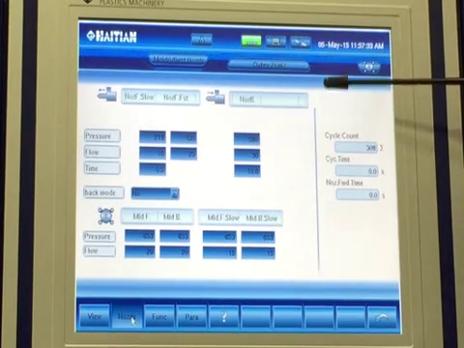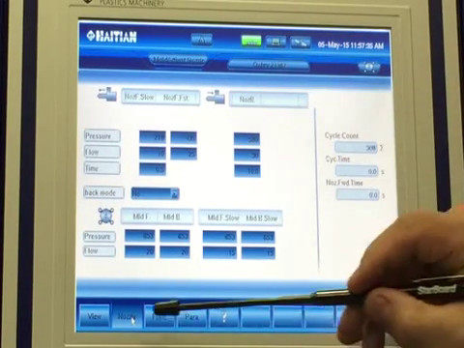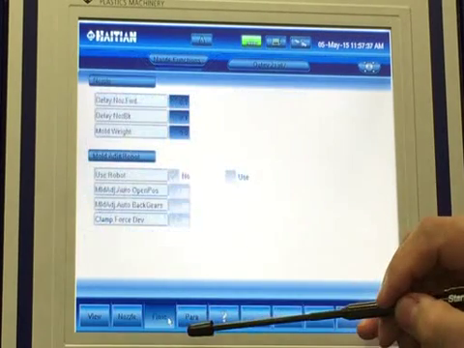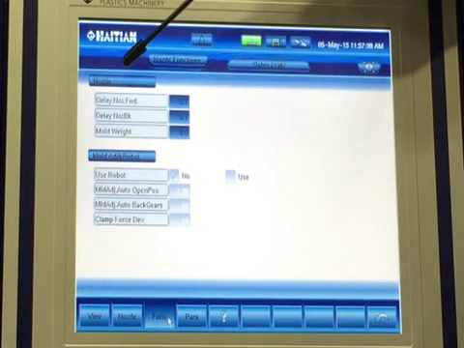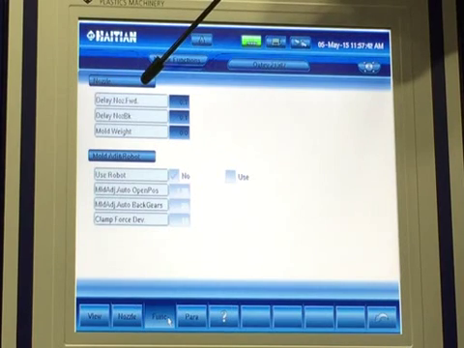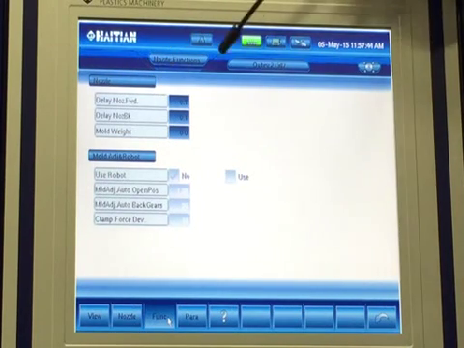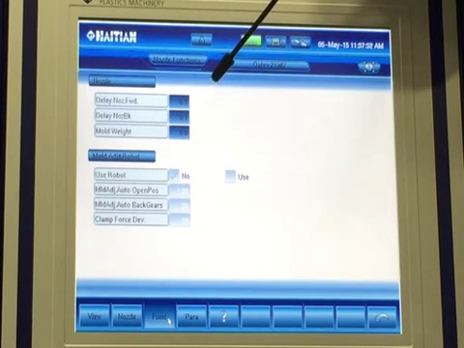Okay, from our nozzle screen, we're now going to look at our nozzle function screen. On the nozzle function screen, we have a delay nozzle forward and delay nozzle back. What that's going to give us is when the injection unit, or when the carriage, tries to come forward, it is going to delay for the amount of time that you have set in there.